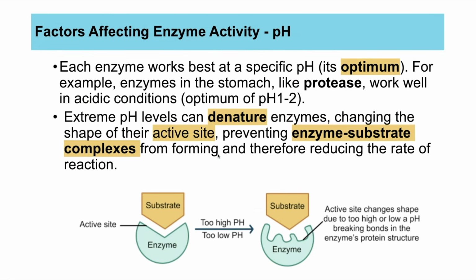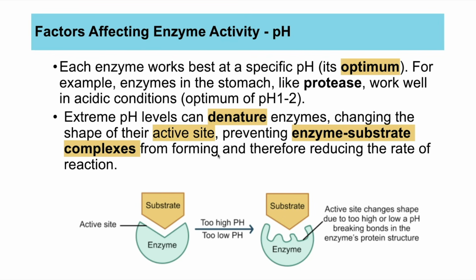Enzymes work best again at a particular pH, which is known as the optimum pH. But in this case, enzymes have different optimal pHs because different parts of your body are at different pHs. So for example, the pH in your stomach is around pH 1 or 2. It's very, very acidic. So the enzymes that you find in the stomach, like protease, which digests proteins, have optimum pHs of 1 or 2.